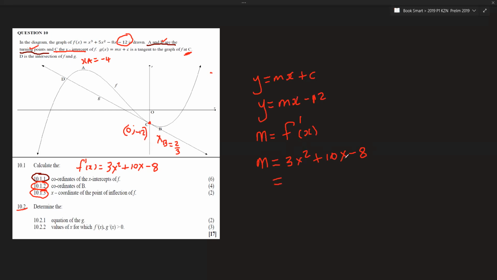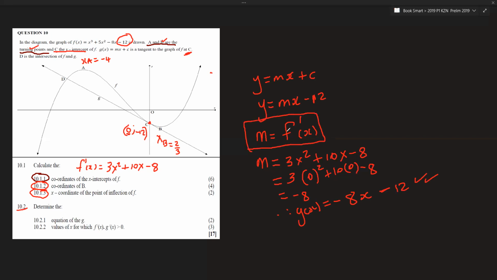But what is the x value where they meet? They are meeting at x is 0. Do you see it? So we're going to have 0 there, squared, plus 10 times 0, minus 8. So your m is -8. Therefore, g of x is going to be -8x plus what? I mean minus 12. Ne? And then that is the equation of the tangent. Right. And then the other thing that you need to put in your notes is this.